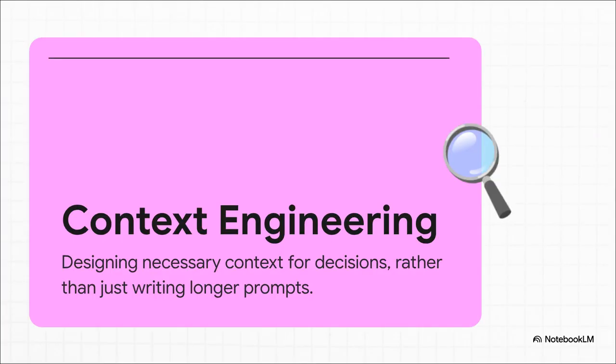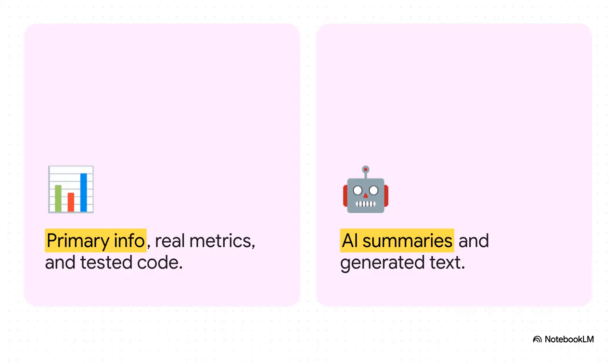Chapter 1 builds your cognitive OS. This means actual context engineering, not just wildly typing out longer AI prompts. You absolutely need a strict source hierarchy. AI-generated summaries should never override your primary human-tested metrics and code.